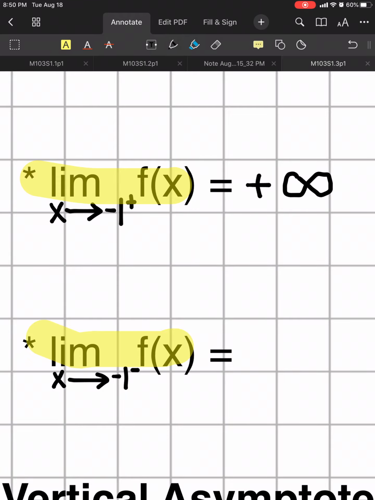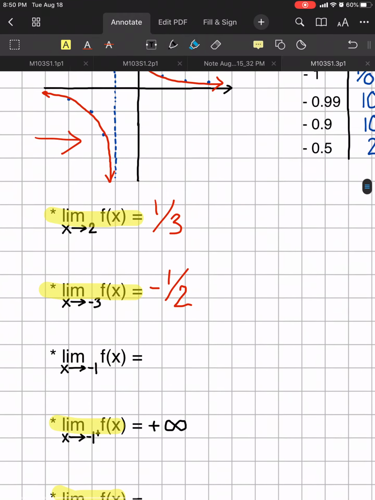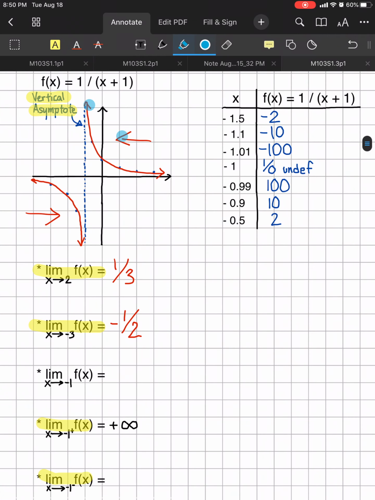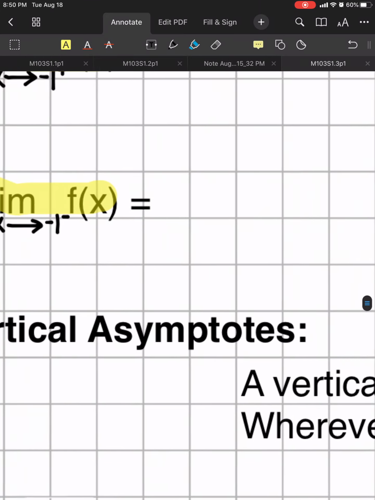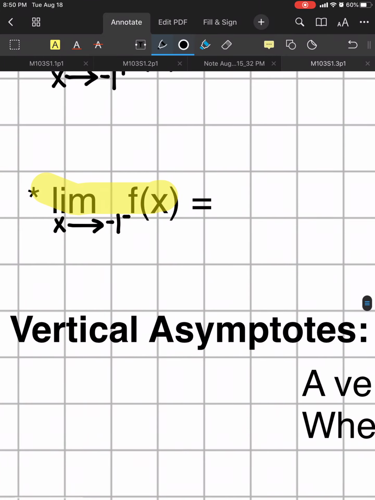And you'll notice I'm putting a plus on that. That probably gives you a hint to what the next one is. If we go in from the left, we keep getting smaller and smaller, bigger and bigger negative values, in other words. And so our limit here, then we would say, is -infinity.